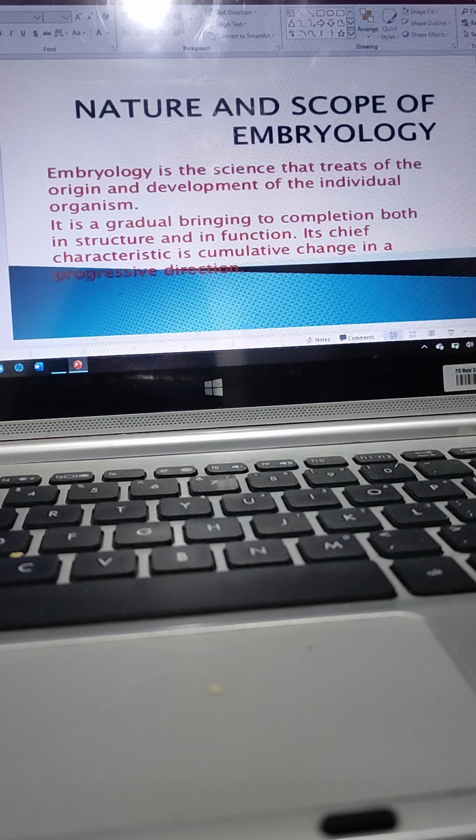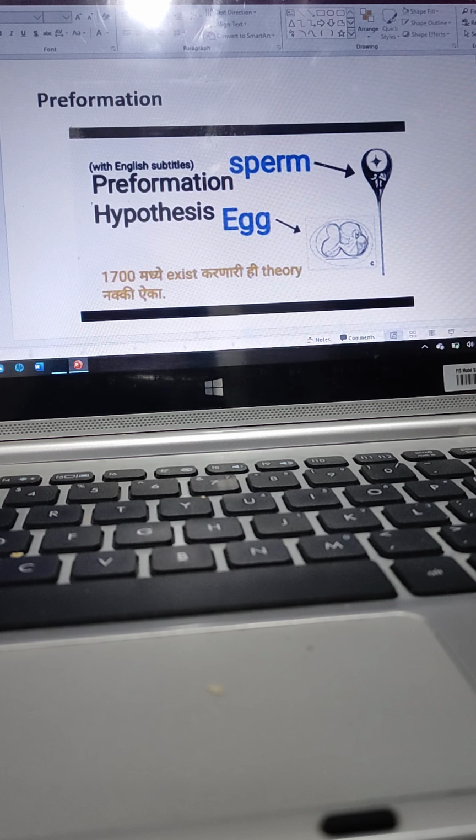Its chief characteristic is cumulative change in a progressive direction. All complexity arises from a single egg. So we have two basic views about the origin of complexity in the egg. These are preformation and epigenesis.